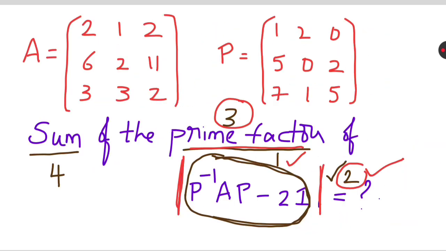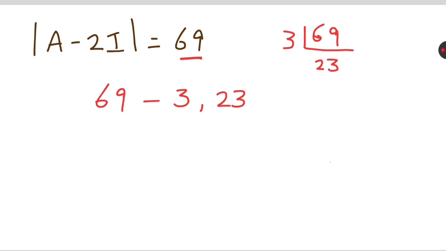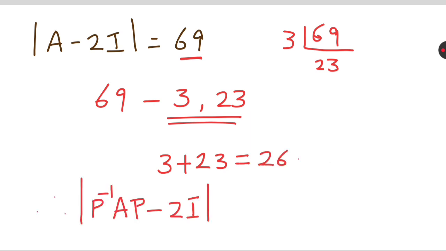So let's go for the fourth step, which is the sum. That means we need to do the sum of these prime factors. So 3 plus 23, which is 26. The sum of the prime factors of the determinant of P inverse AP minus 2I is 26. So like that, you need to solve JEE type questions.